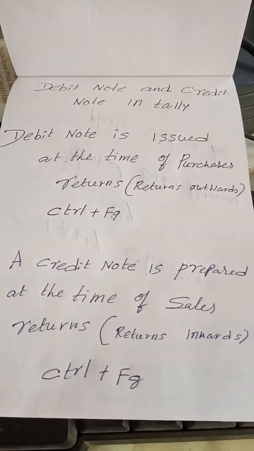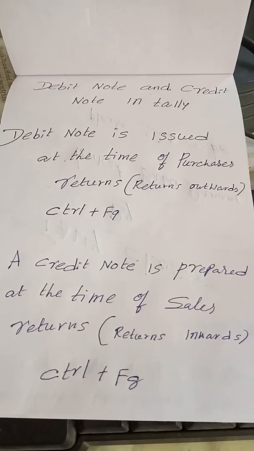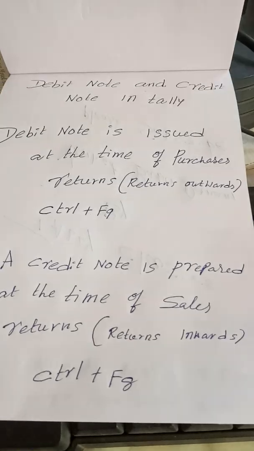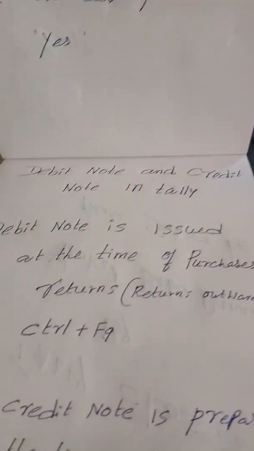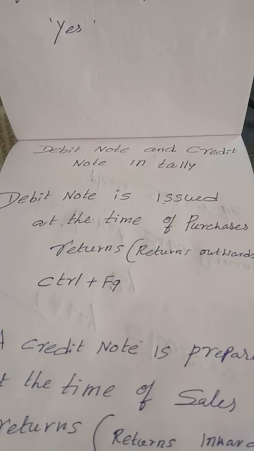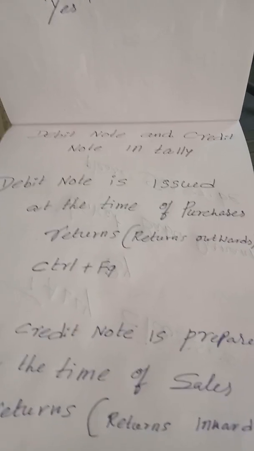So these purchase returns are also known as returns outwards. Why? Because when you are purchasing, goods are coming in. When you are returning, goods are going out of the business. Is it true or not, my dear students? Yes. A debit note is prepared at the time of purchase returns. So to activate debit note, you have to press Ctrl plus F9.